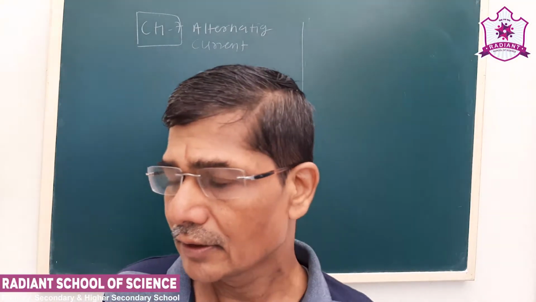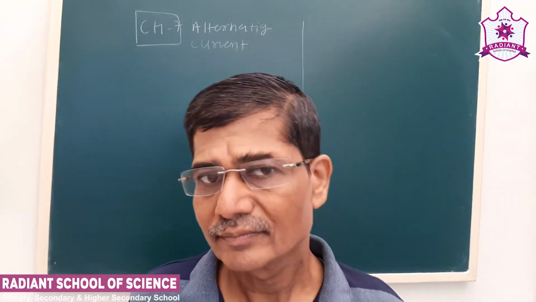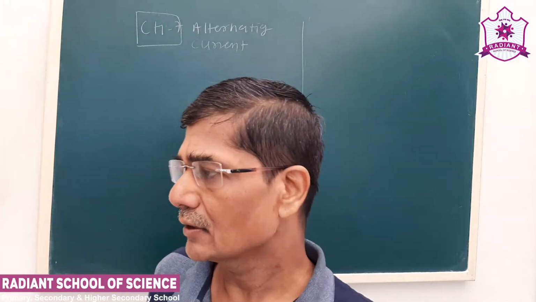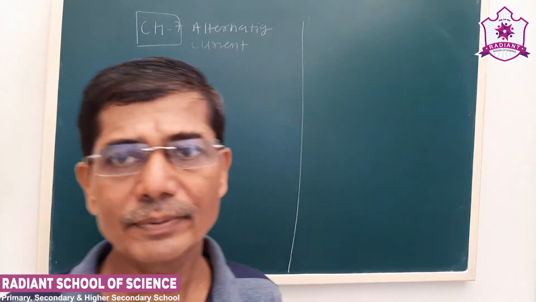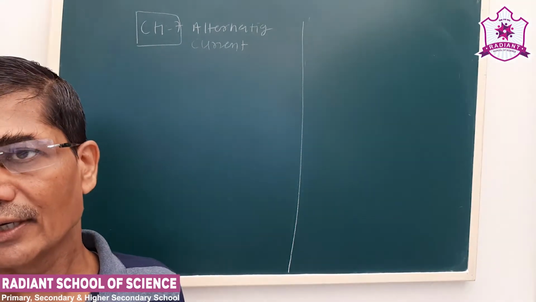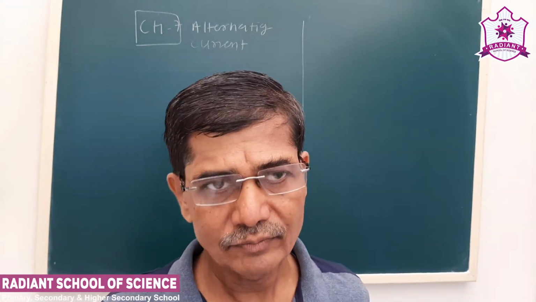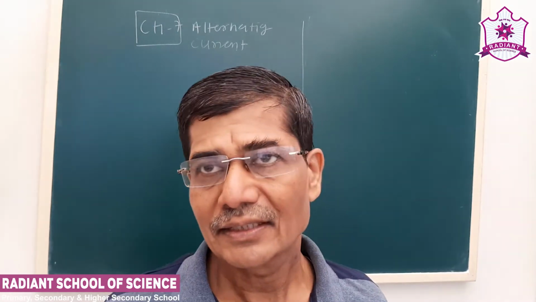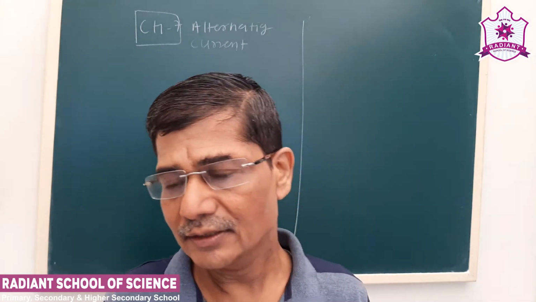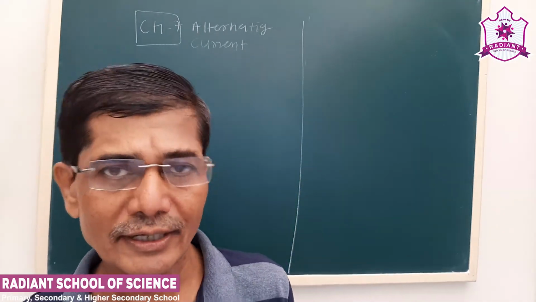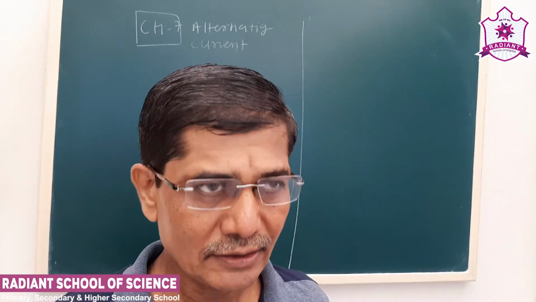Dear students, last time we started lesson number 7, that is alternating current. We discussed three cases: the current and the power in the AC circuit with only a resistor, with only an inductor, and with only a capacitor. We saw an interesting thing: the numerical value of the power in the AC circuit with only an inductor or a capacitor is 0. The current flowing in the circuit we called a wattless current.